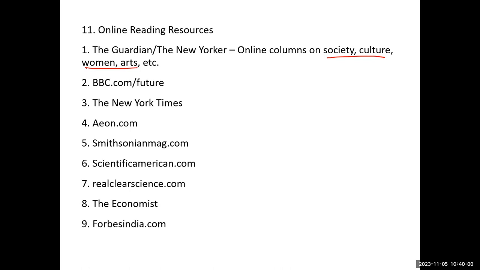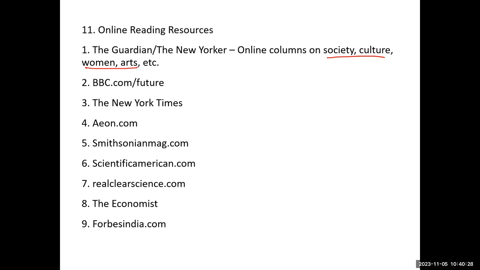But if you persist, if you make it a habit that twice a week I'm going to visit either the Guardian or the New Yorker online, and I'm going to pick up randomly any one article from the arts column or the culture column, and you continue this practice for a long time, you will see that you will understand lots of things on these subjects.